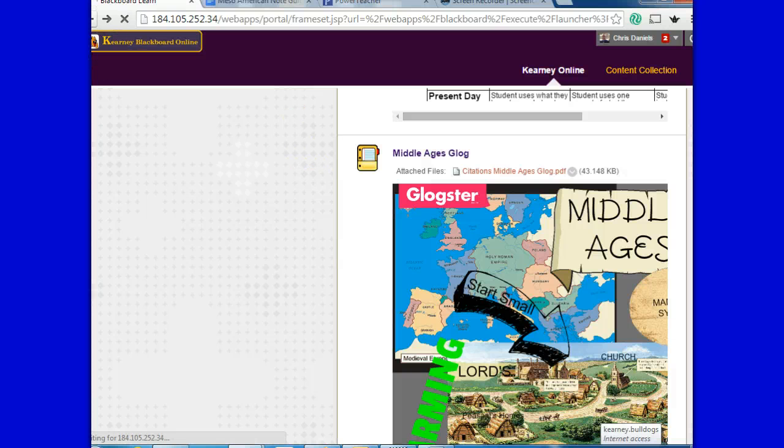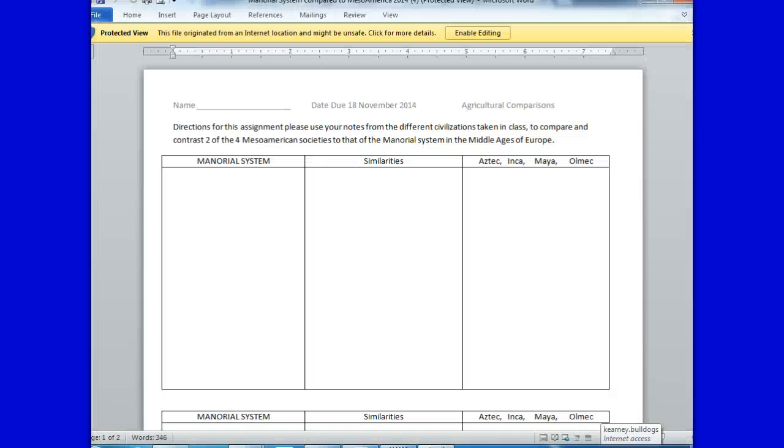Then, if you're looking at your Venn diagram, you're going to choose your civilization here at the top: Aztec, Inca, Maya, Olmec, or other. You're going to put how the manorial system is different from the Aztec, Inca, Maya, or whomever you choose's farming system. Tell me 2 to 3 similarities here in the middle.